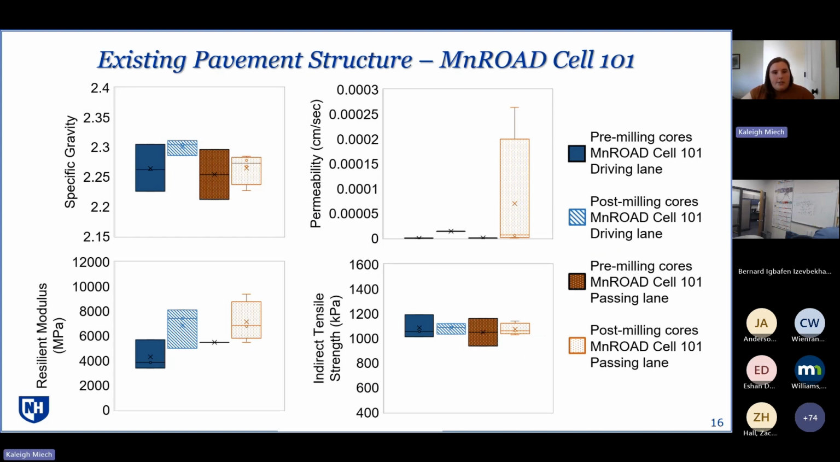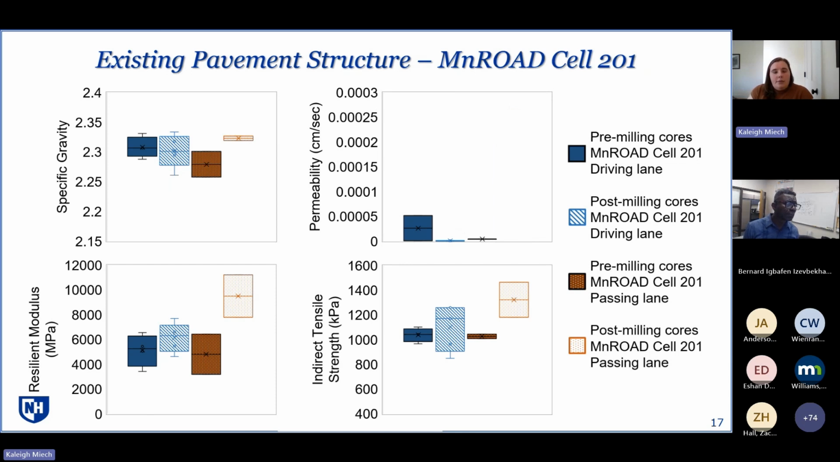Here we have the results from MnROAD cell 101. We have the specific gravity, permeability, resilient modulus, and indirect tensile strength, where the dark blue is the pre-milling cores from the driving lane of the cell, light blue is post-milling from the driving lane, dark orange is pre-milling from the passing lane, and light orange is post-milling from the passing lane. By examining these figures, we can see that there was a slight increase in both lanes in the specific gravity of the cores, there was also an increase in resilient modulus in both lanes, and there was no consistent change to the indirect tensile strength between the pre and post milling cores.